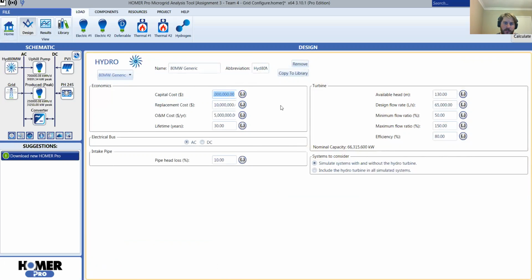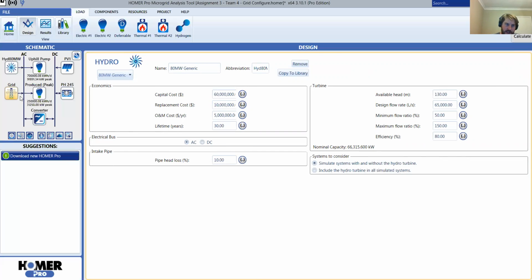The capital cost, I've got $60 million. That's just from the Excel spreadsheet. Replacement cost is $10 million. Operational maintenance cost is $5 million. Lifetime's 30 years. It's on the AC bus. The pipe has a loss of 10%, but because it's not working, it's not incorporated. These are the other figures. I've done it so I can simulate with and without the hydro turbine.